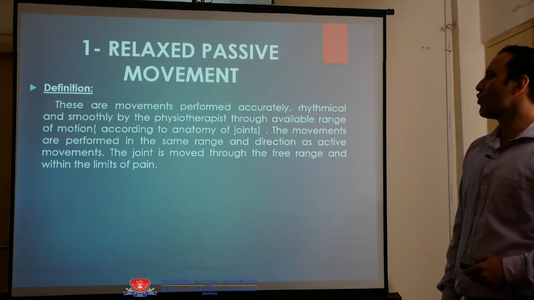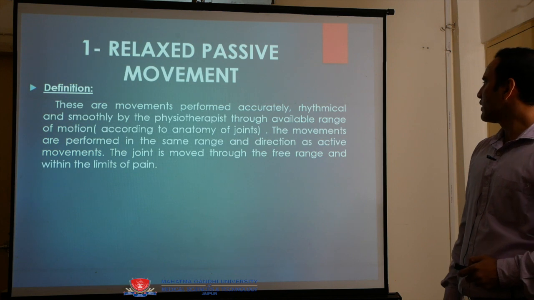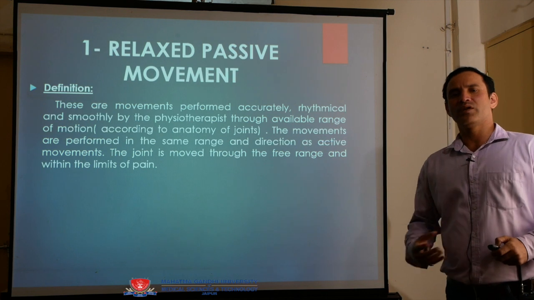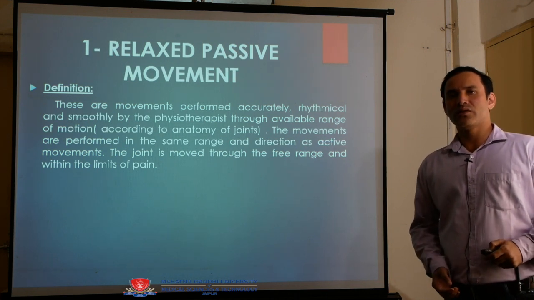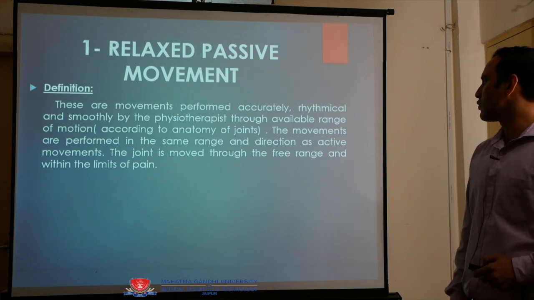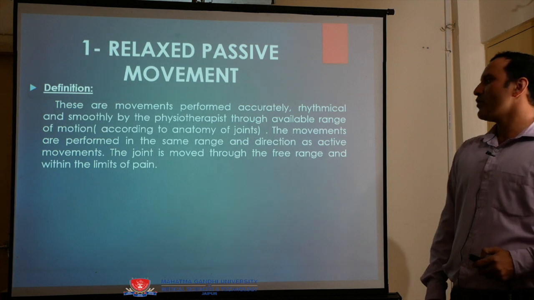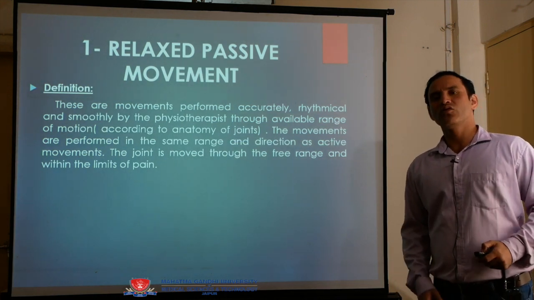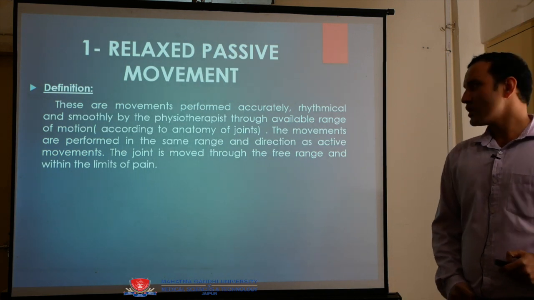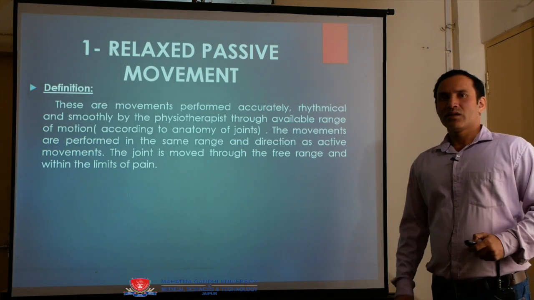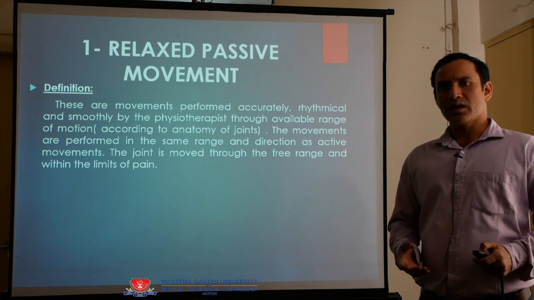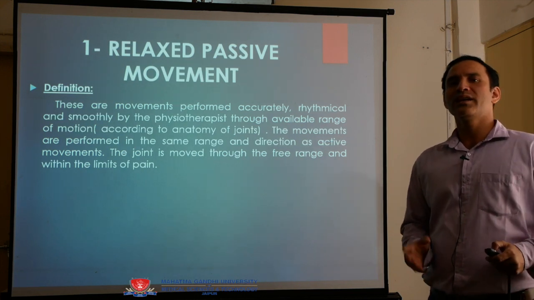The movements are performed in the same range and direction as active movements. So passive movements are produced in the same direction and same range that we used to produce in active movements. The joint is moved through the free range and within the limit of pain. Means till that time we have to produce passive movement. If pain is occurring, then we have to stop the passive movement in that range only.